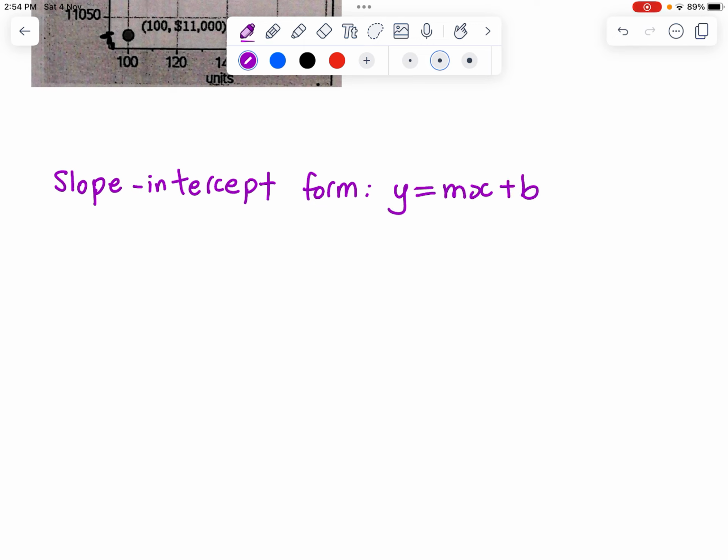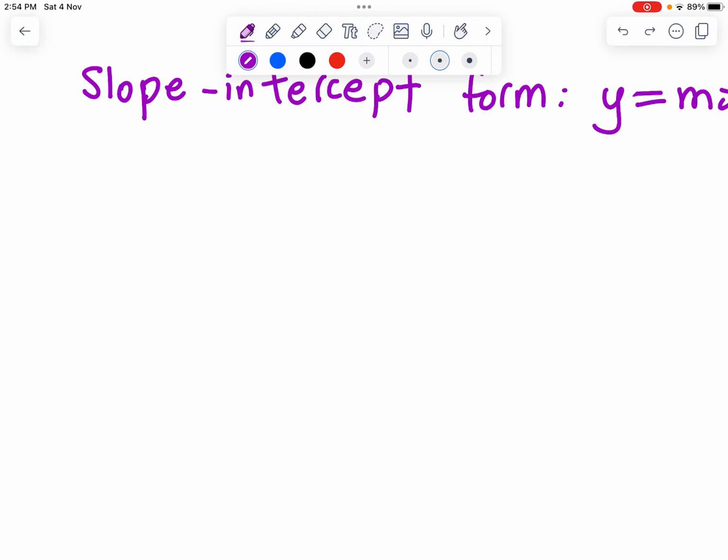For those of you who don't know what that is, m represents the slope, b represents the y-intercept, and then there's the point slope form, and that is y equals m bracket x minus h plus k.